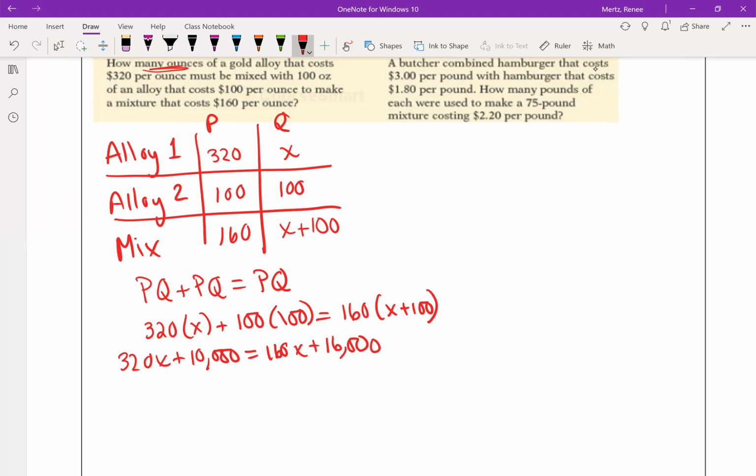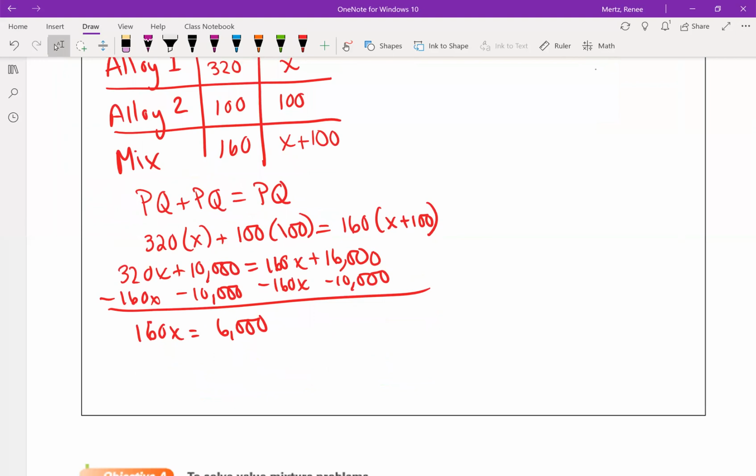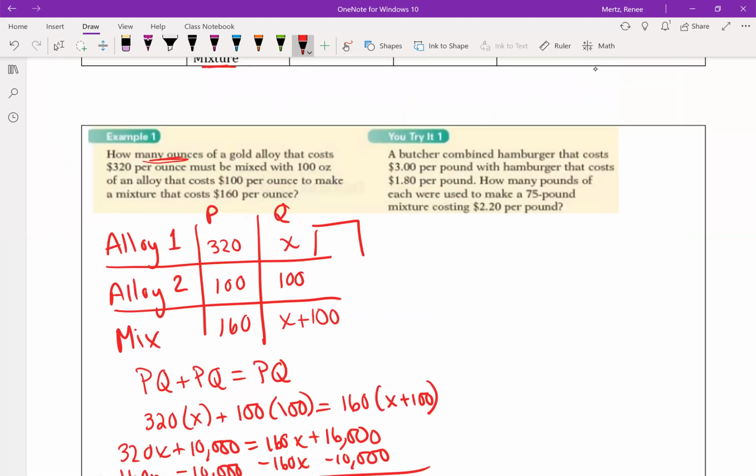We're going to get our X's on one side, our numbers on the other. So if I subtract the 160X over and the 10,000 over, I get 160X equals 6,000. Divide by the 160, and we get X equals 37.5. Let's see what they asked for. They said how many ounces of alloy 1, the first one. So 37.5 ounces.